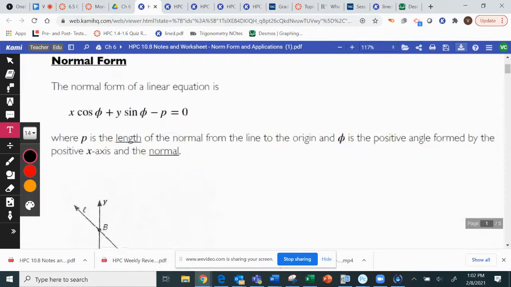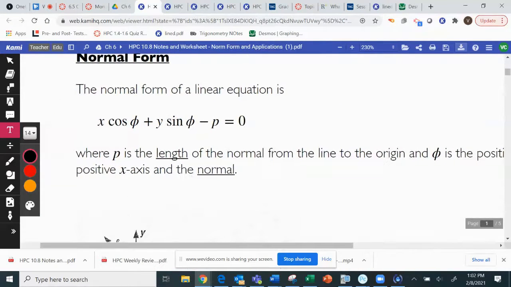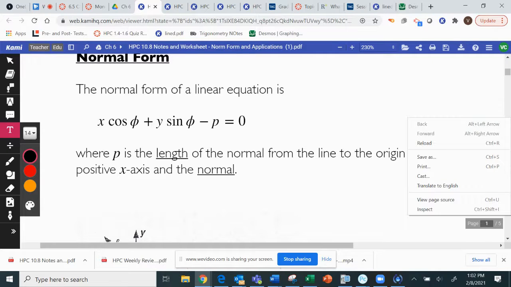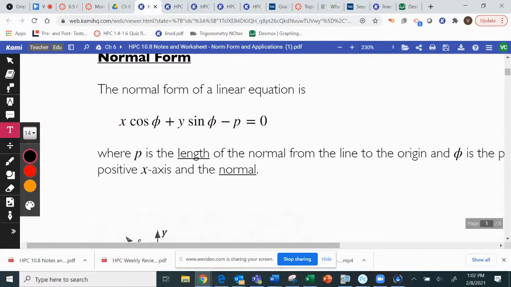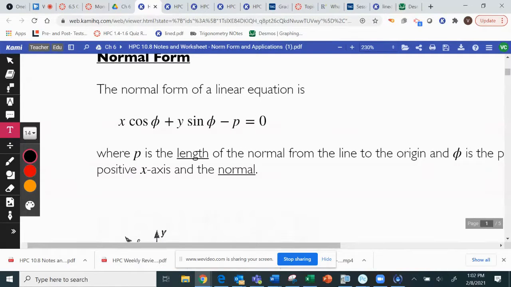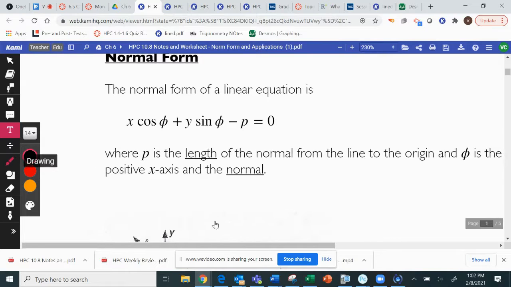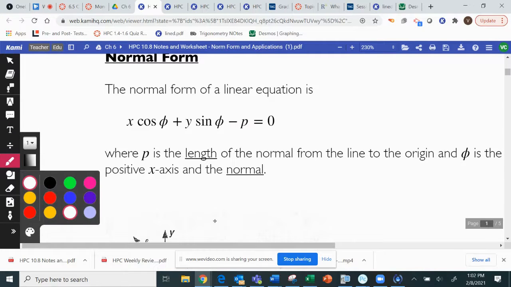So the normal form of a linear equation is x times cosine, and that is not a theta. It's a different Greek letter. Try to get my stylus working here. Oh, I'm on. That's what's wrong. Thank you.